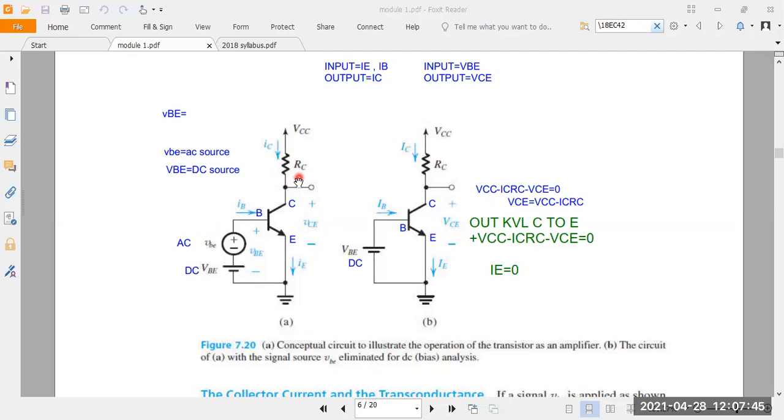Next, the emitter is connected to ground, because this is the common emitter configuration. That's why the emitter is connected to ground. This is about the circuit connections. Next, coming to the analysis: for the base, two sources are connected, right? So which are these two sources here?